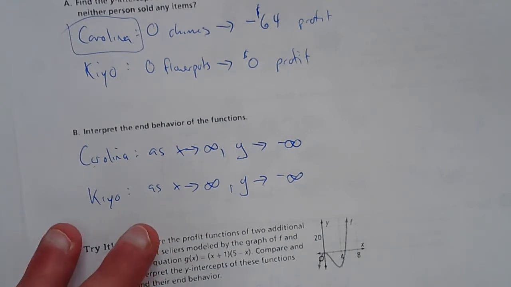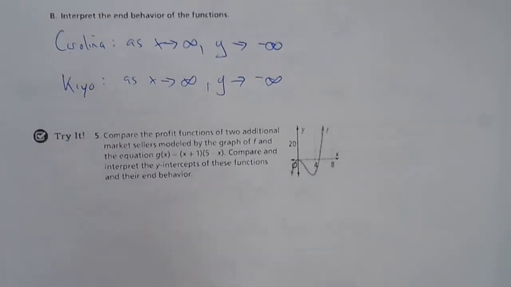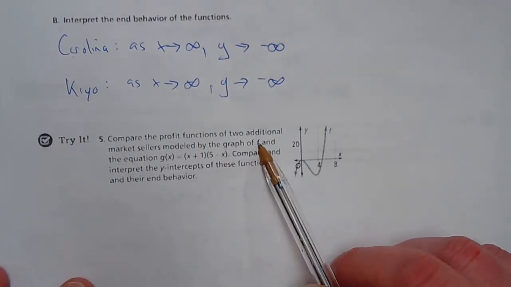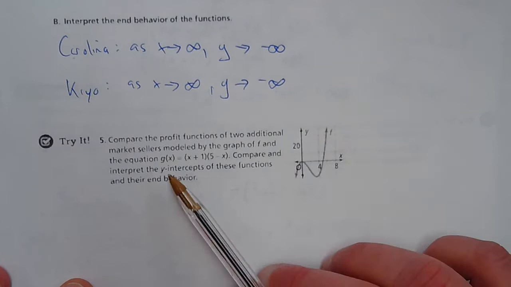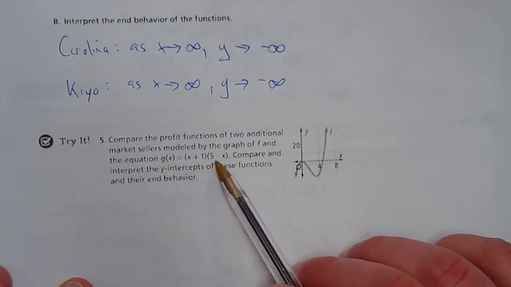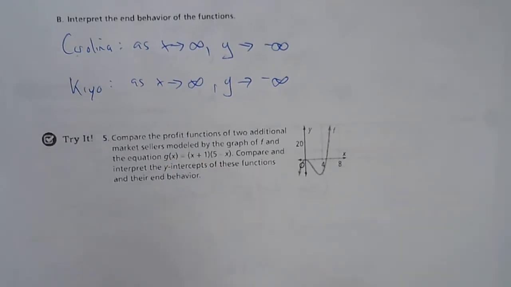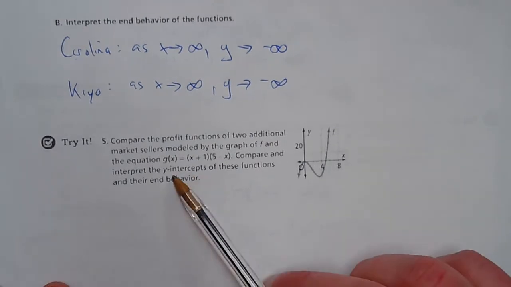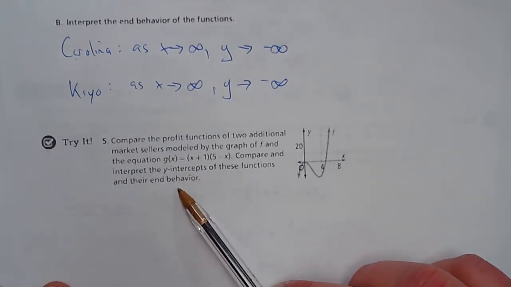All right. The last piece today is this little try one. It says compare the profit functions of two additional market sellers by the graph of F and this equation. So you're going to see problems like this in the assignment today. F is this function that's graphed. G is a different function where they just give you the equation. And they want you to do the same thing here. Compare their y-intercepts and compare their end behavior.